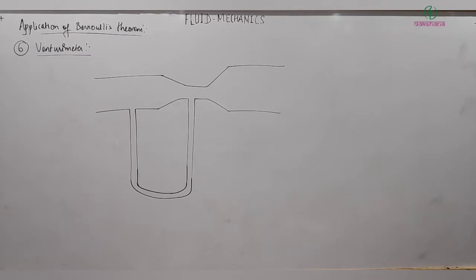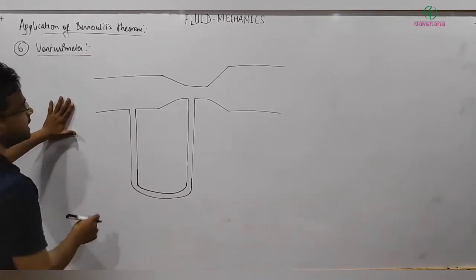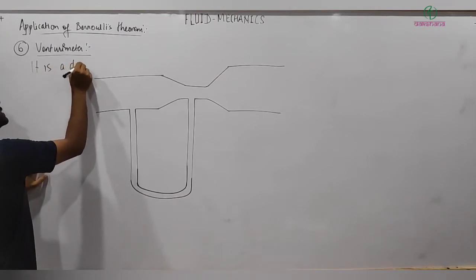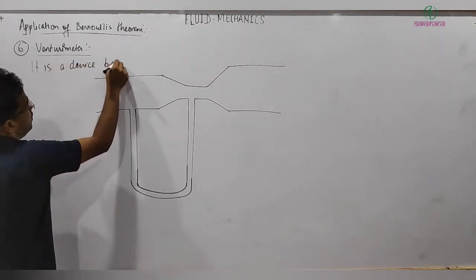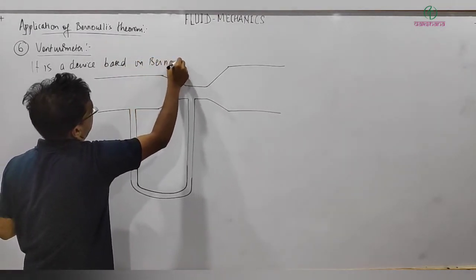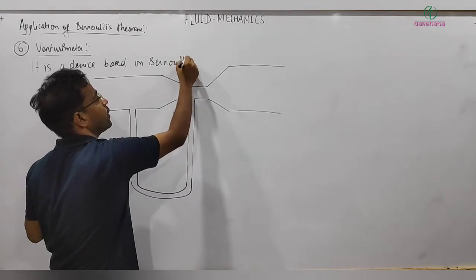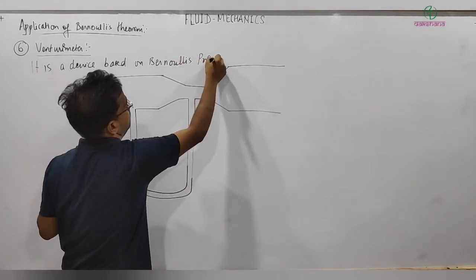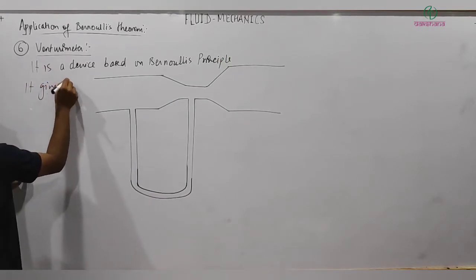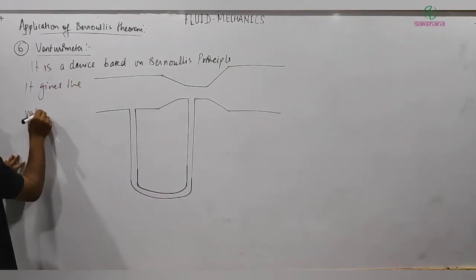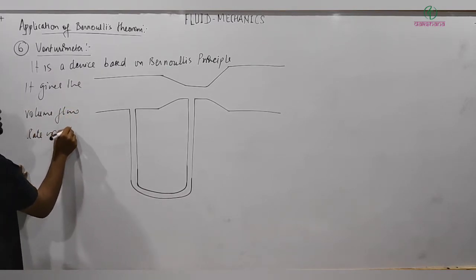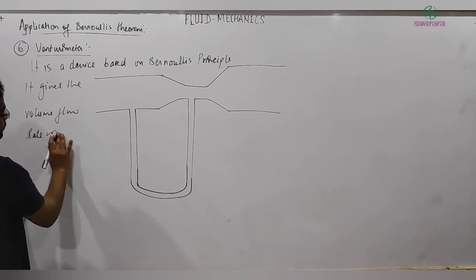Okay, next application is Venturimeter. So it is an apparatus basically, or you can say it is a device based on Bernoulli's principle, and it measures the volume flow rate or velocity of fluid flow.